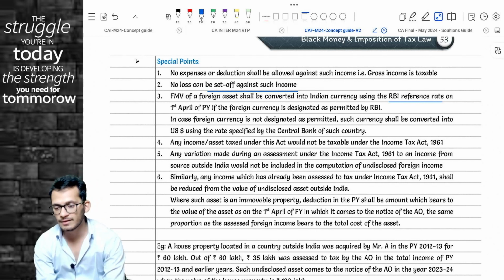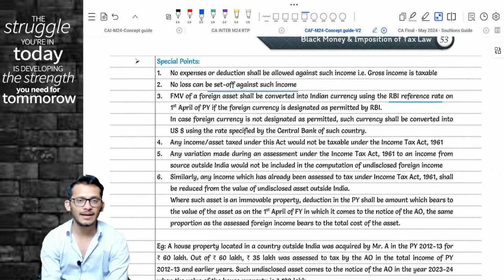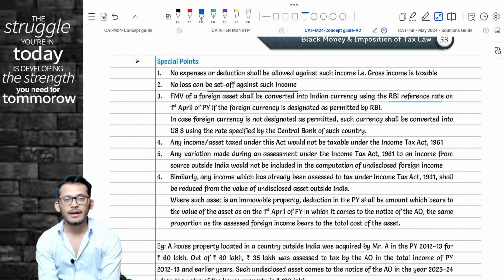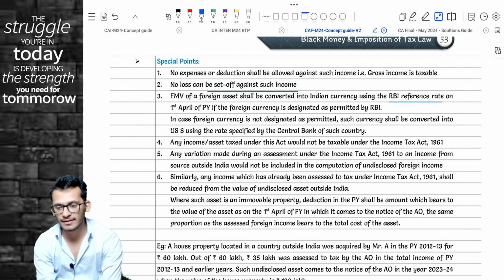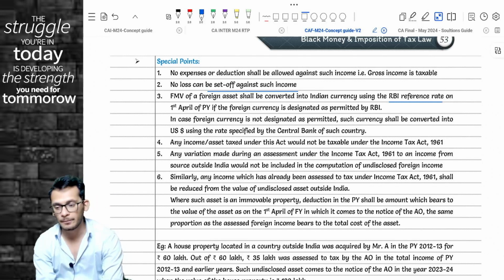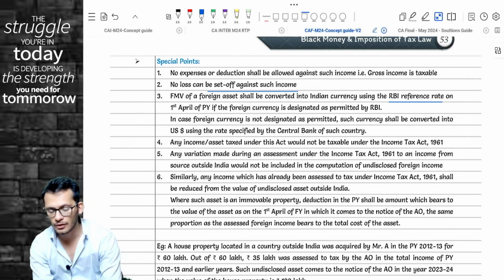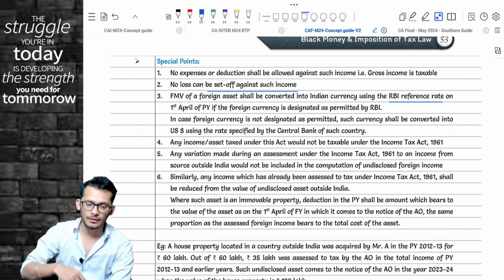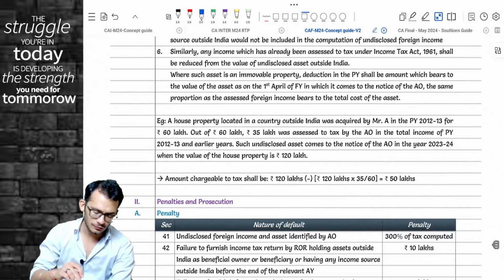But please do keep this in mind that it is not a blanket thing. If you have only done a part tax in the Income Tax Act, you'll do a proportionate tax in black money also. A simple example is as follows.